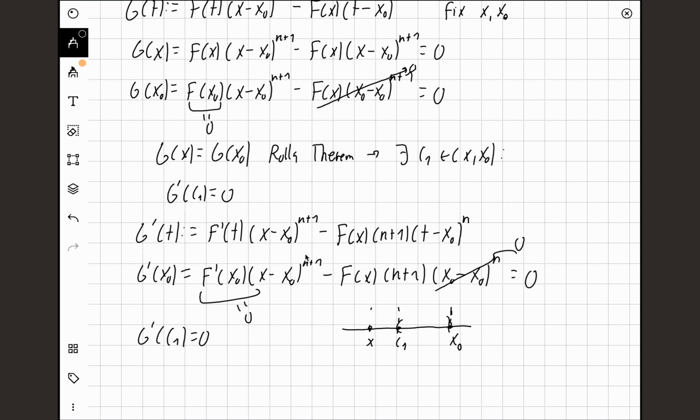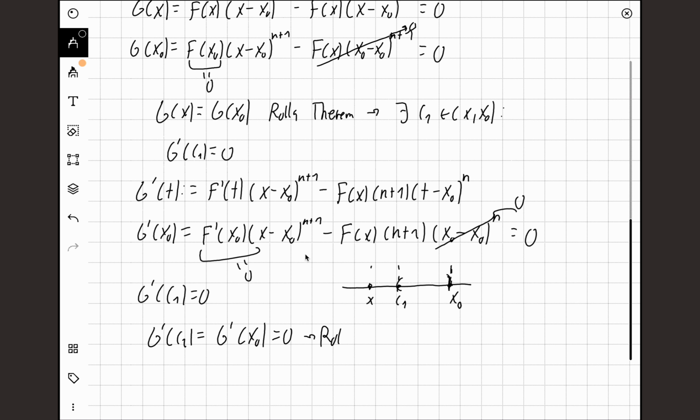And again, this interval is contained in our original interval. It'll be a smaller interval, but it will still be inside our bigger interval. So basically now we know that the derivative of g at the point c1 equals the derivative of g at the point x0, and this equals 0. So now we can use Rolle's theorem again, and we know that there exists a point c2 somewhere between the interval c1, x0, such that the second derivative of g at the point c2 equals 0.